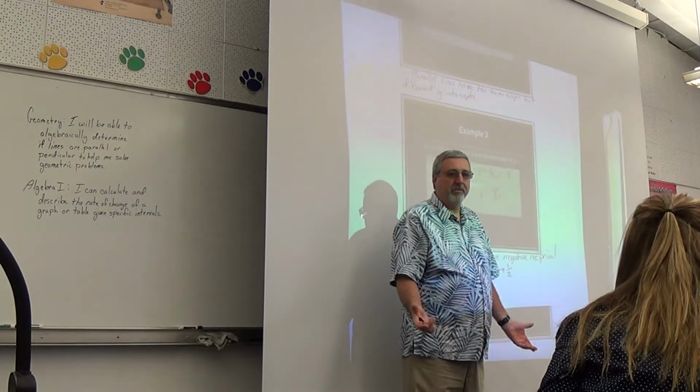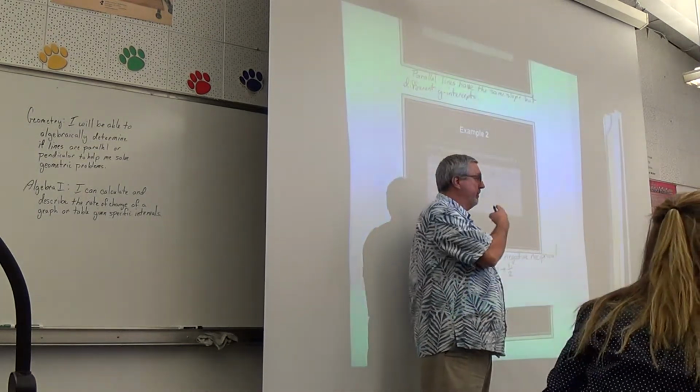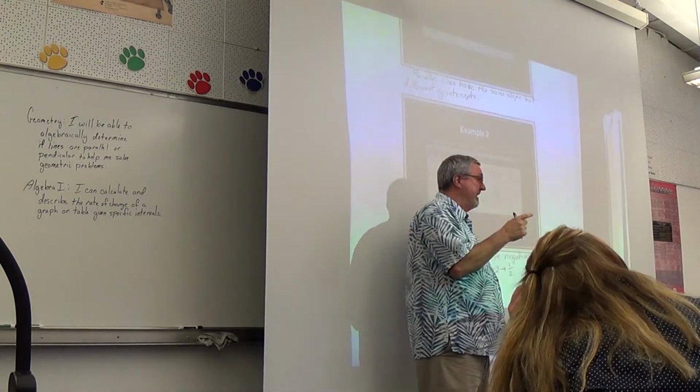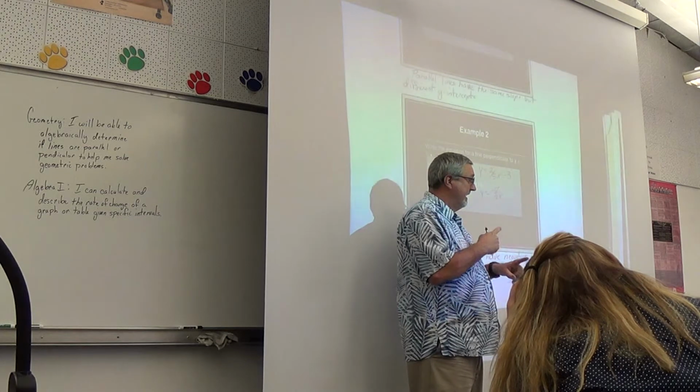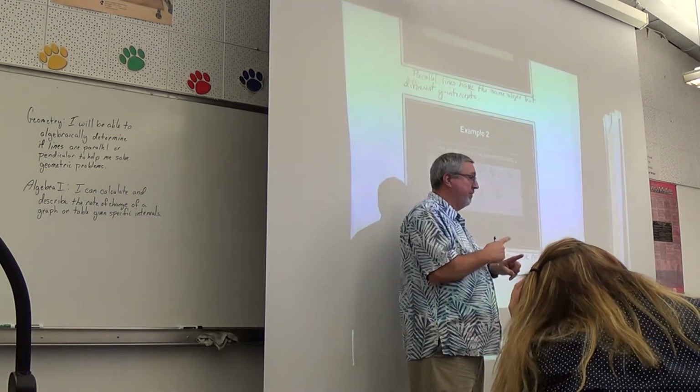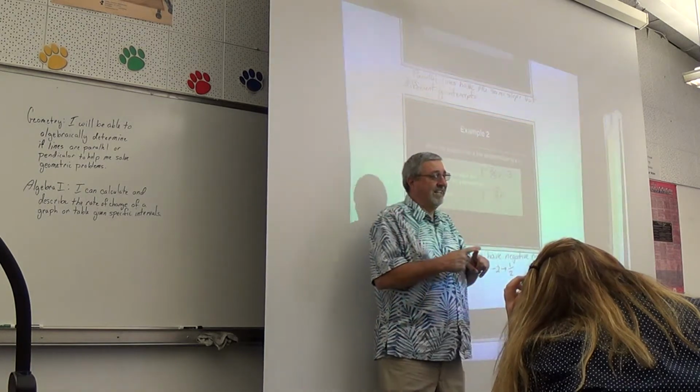Doesn't matter with the y-intercept, right? Doesn't matter. As long as the slope is the negative reciprocal, it's going to be perpendicular to this. And perpendicular means they do intersect, but they intersect at 90-degree angles. Okay? Parallel lines never intersect. Perpendicular lines intersect at 90-degree angles.